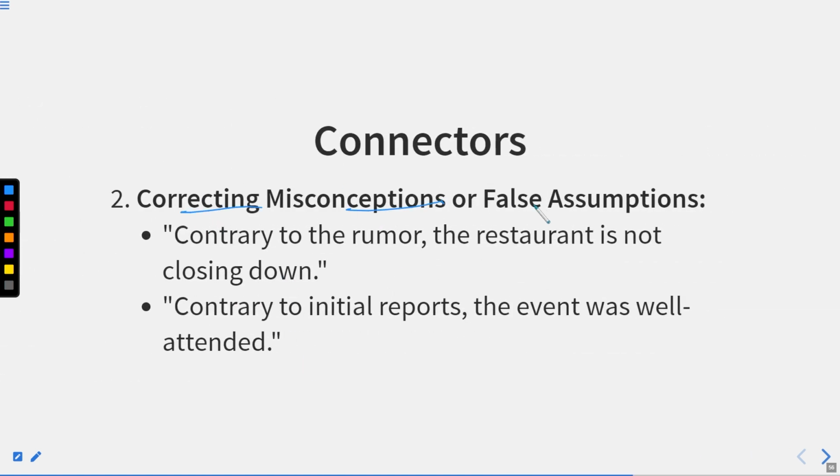Then correcting misconceptions or false assumptions. Contrary to the rumor, the restaurant is not closing down. It means this rumor is contradictory. It means the restaurant is not closing down. It is contrary to the rumor. Okay, so it is just the contradiction of that rumor. Contrary to initial reports, the event was well attended.